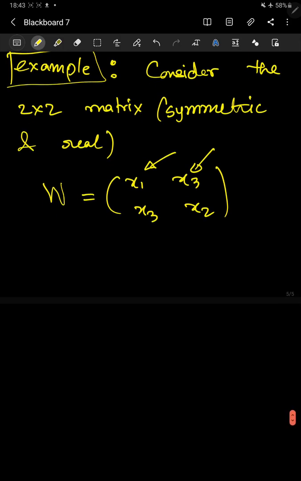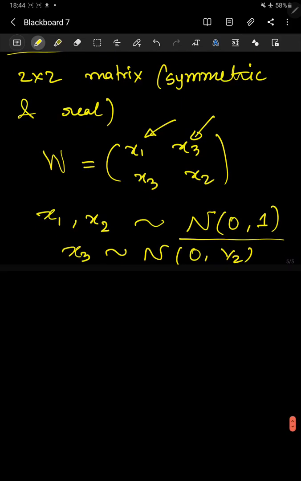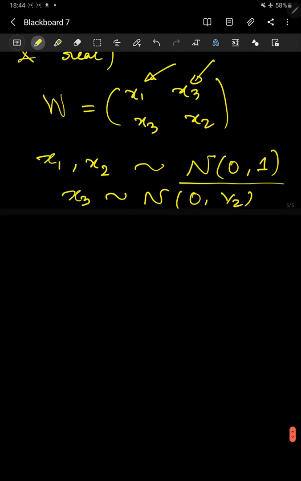Okay, so let's say we pick the elements x1 and x2, the diagonal elements, from a Gaussian ensemble with mean 0 and standard deviation 1, variance 1. If you remember how we defined this, it is the notation of a Gaussian distribution. And x3, let's say it comes from a Gaussian like this. So an important question is asked, why is it half of it? We'll try to answer that by the end of the course. But this is one of the interesting things about this matrix.